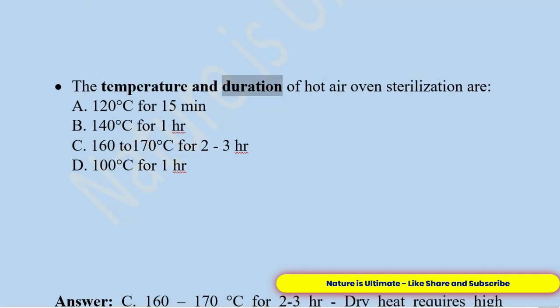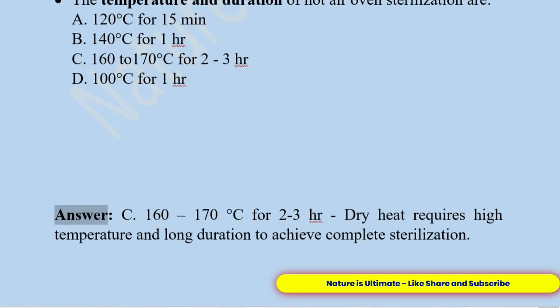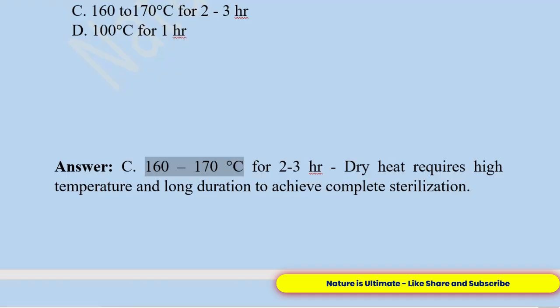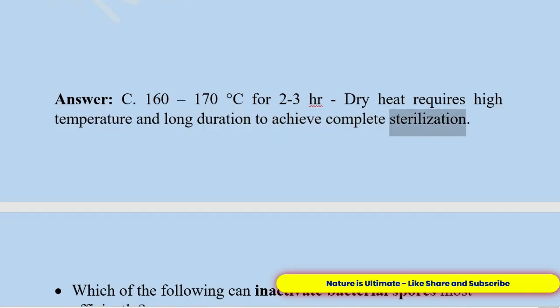The temperature and duration of hot air oven sterilization are A. 120 degrees Celsius for 15 minutes. B. 140 degrees Celsius for 1 hour. C. 160 to 170 degrees Celsius for 2 to 3 hours. D. 100 degrees Celsius for 1 hour. Answer: C. 160 to 170 degrees Celsius for 2 to 3 hours. Dry heat requires high temperature and long duration to achieve complete sterilization.